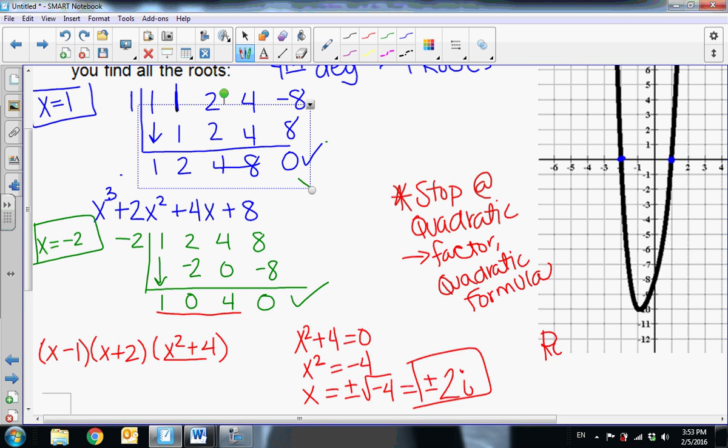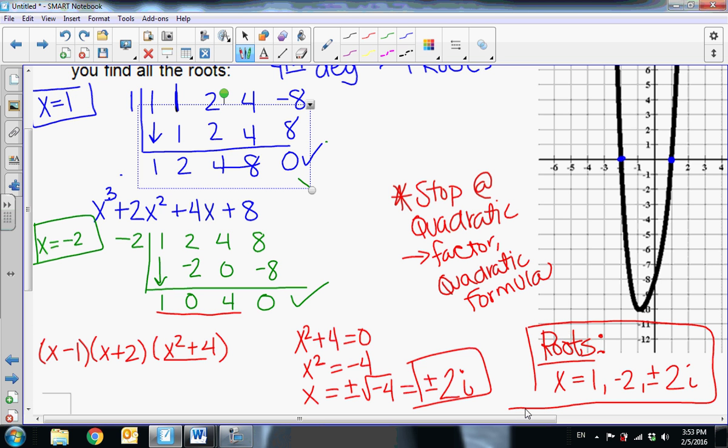So I can write out all my roots: 1, negative 2, and plus or minus 2i. A 4th degree polynomial needs 4 roots, and I found them. I would put a big circle or star by this question. You will see a question like this show up on your quiz.